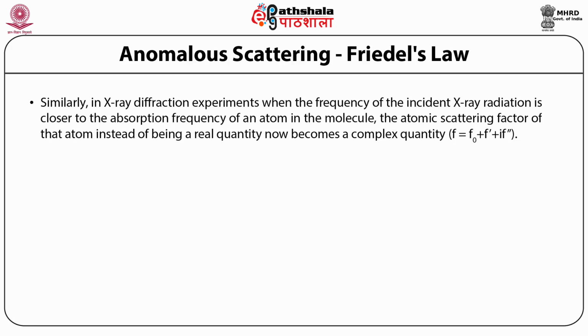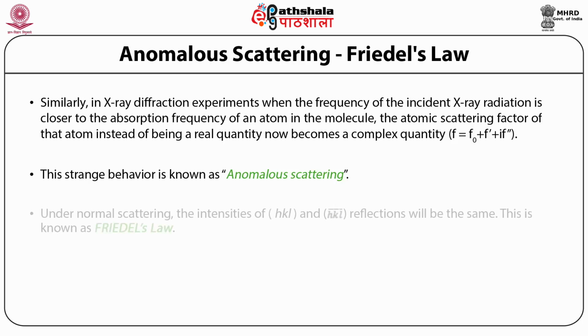In X-ray diffraction experiments, when the frequency of the incident X-ray radiation is close to the absorption frequency of an atom, or the natural frequency of vibration of an atom in the molecule, the atomic scattering factor of that atom, instead of being a real quantity, now becomes a complex quantity. That is why you call it anomalous, strange. Usually the atomic scattering factor is a real quantity.